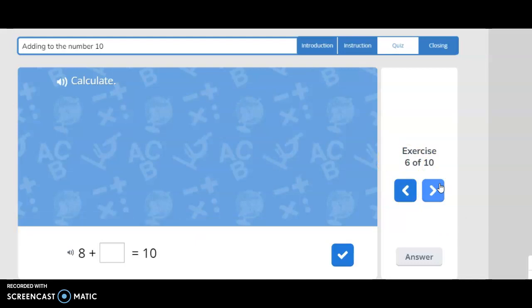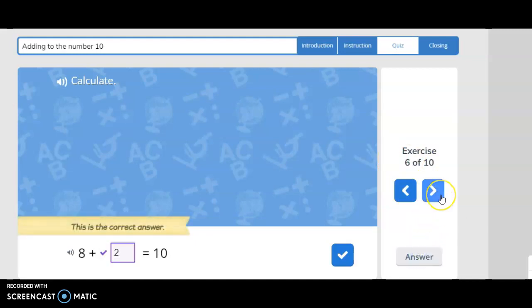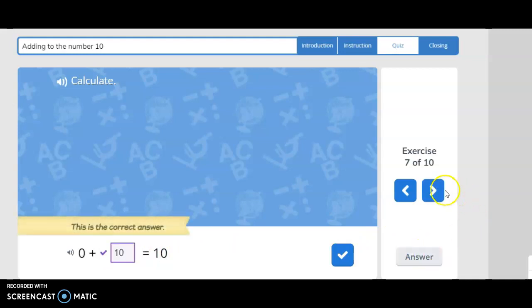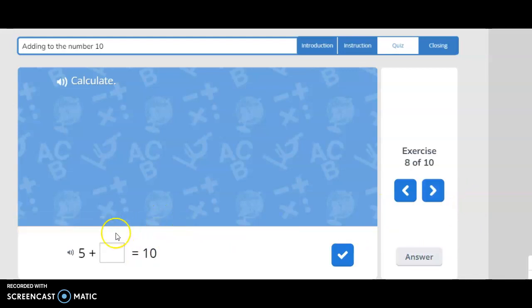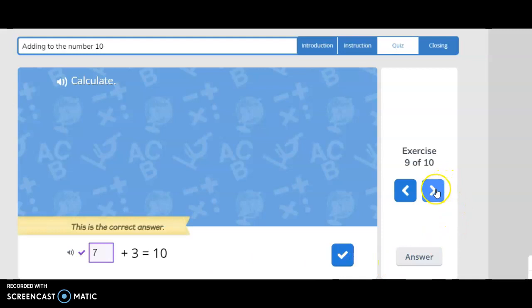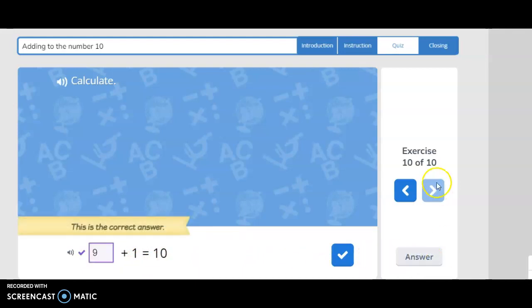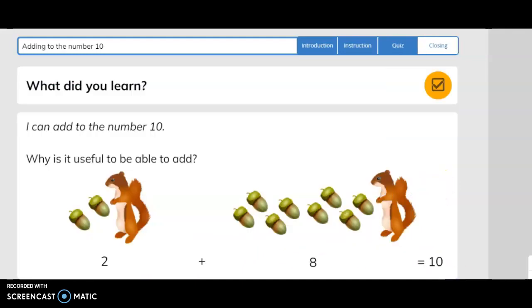8 plus what would give me 10? You said 2, you are correct. 0 plus what would give me 10? You said 10, you are correct. 5 plus what would give me 10? If you said 5, you are correct. What number plus 3 would give me 10? If you said 7, you are correct. What number plus 1 would give me 10? If you said 9, you are correct.